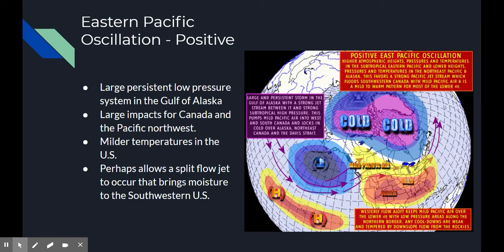Another oscillation that occurs in the Pacific is called the Eastern Pacific Oscillation. It has two phases, positive and negative. In the positive phase, there's a large persistent flow of low pressure in the Gulf of Alaska. This has large impacts for Canada and the Pacific Northwest with a lot of active weather. Milder temperatures will occur across much of the southern U.S., and because the jet stream is further south, it may also allow for a split flow that brings moisture to the southern US.